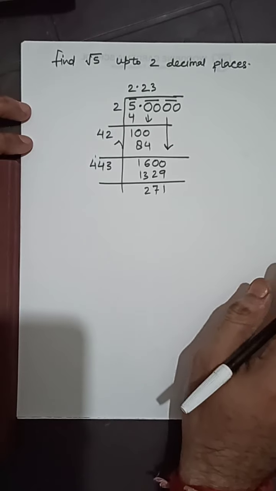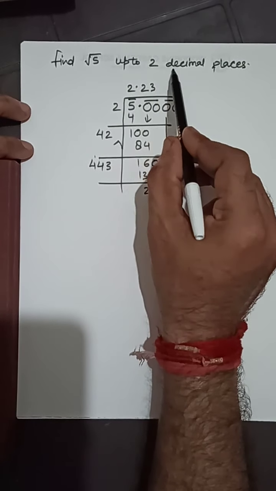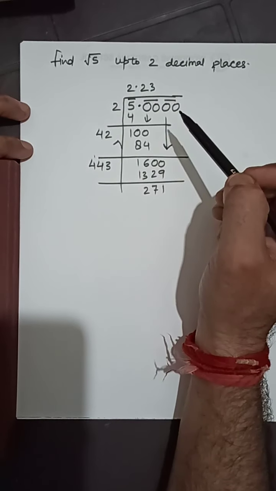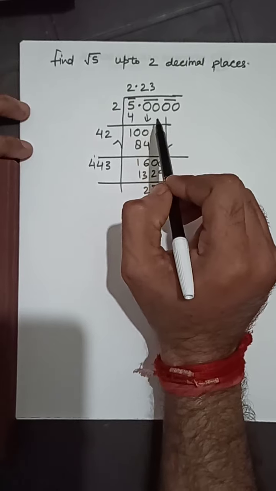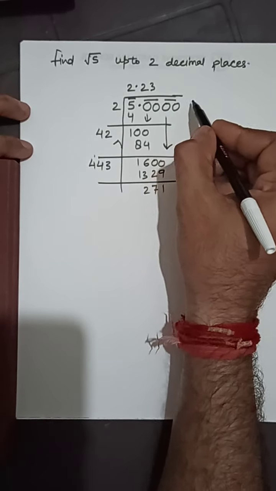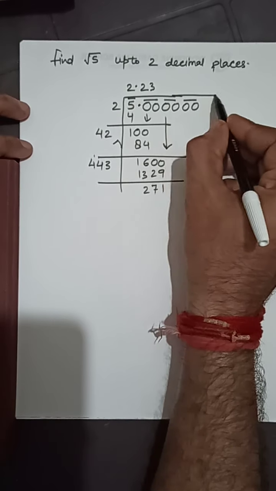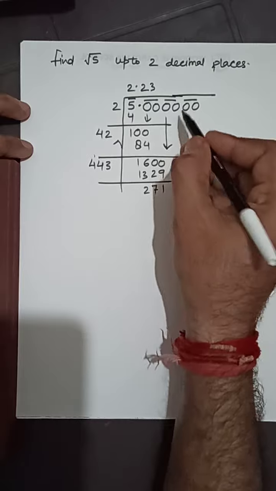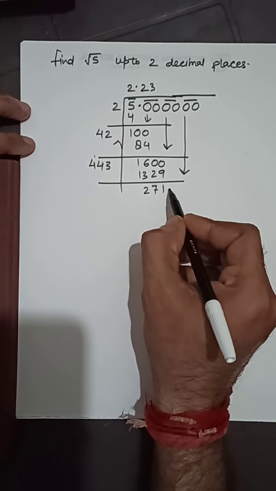Now here in the question it is given, find the square root of 5 up to 2 decimal places. So you will find the square root up to 3 places, and then the third place will be rounded off. It means you still have to find more of the square root, but here there are no more zeros, so we can add more zeros over here. According to our need, we can increase the number of zeros. Now we will carry the next pair.